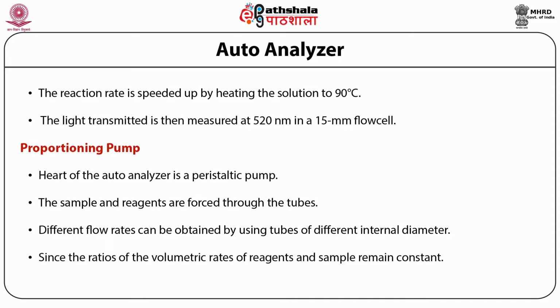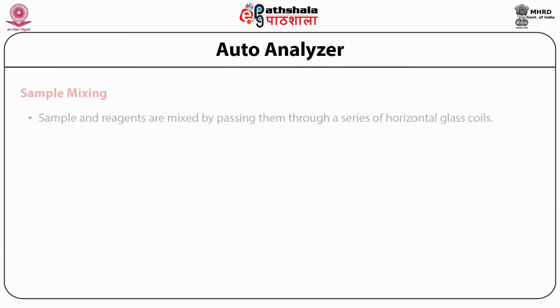Since the ratios of the volumetric rates of reagent and sample remain constant, there is no need for measuring out fixed aliquots, and automatic pipettes are therefore not required in this instrument. Sample and reagents are mixed by passing them through a series of horizontal glass coils.